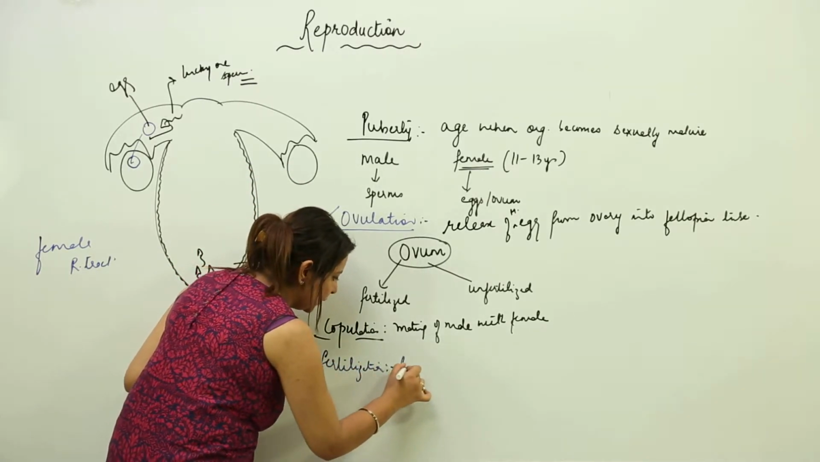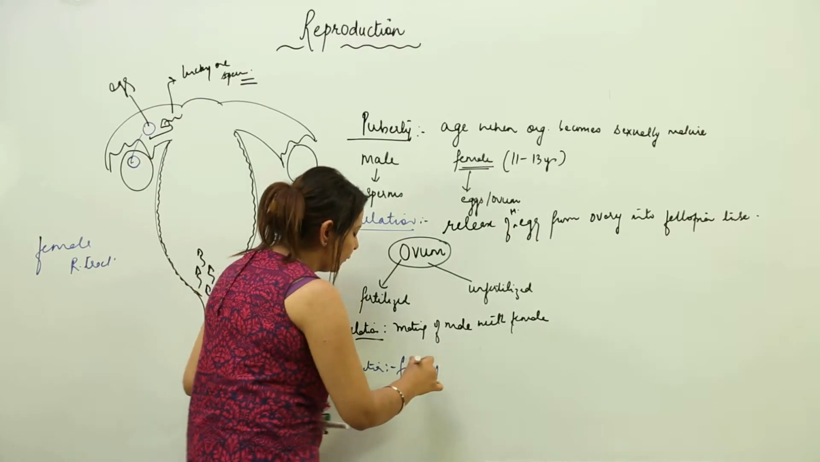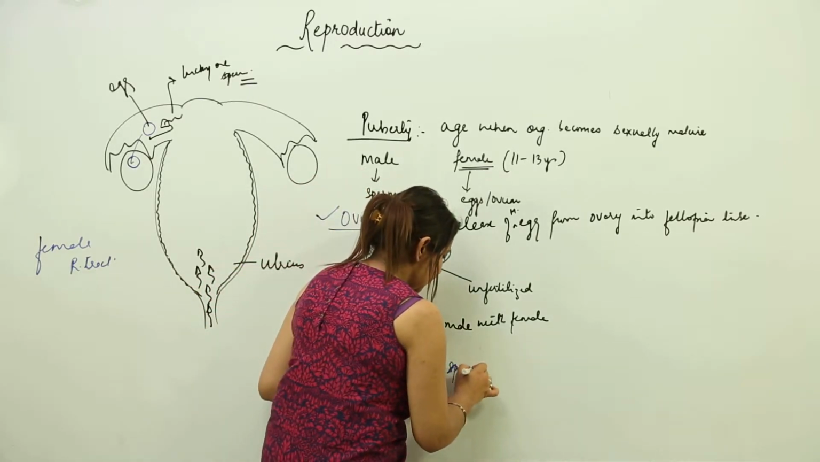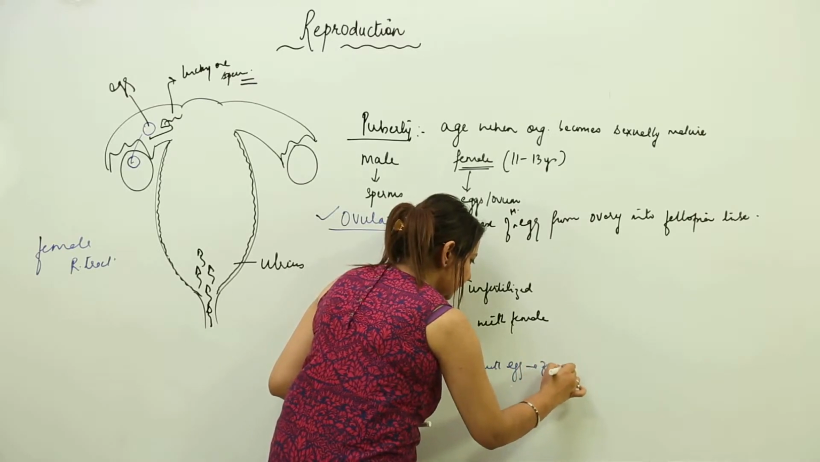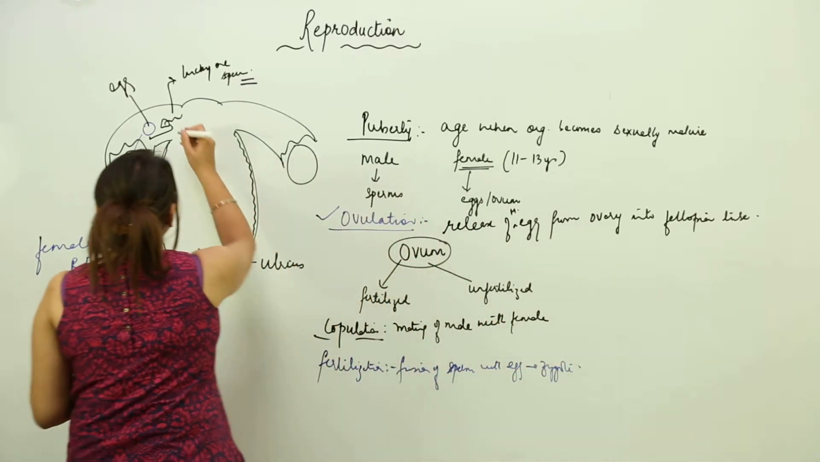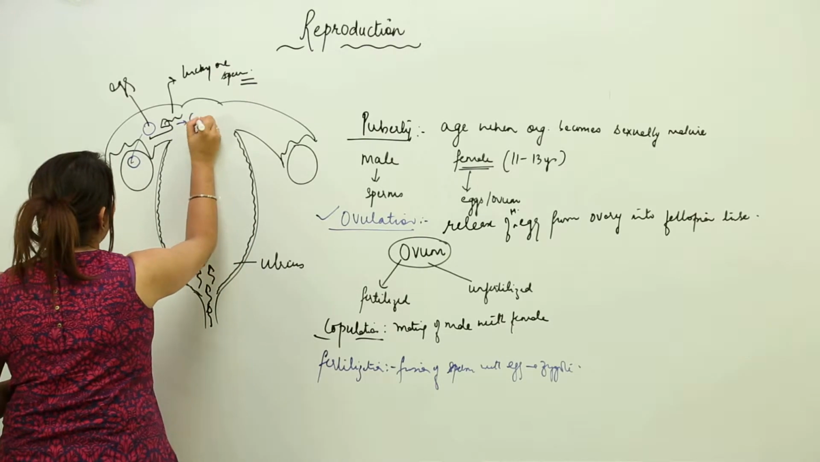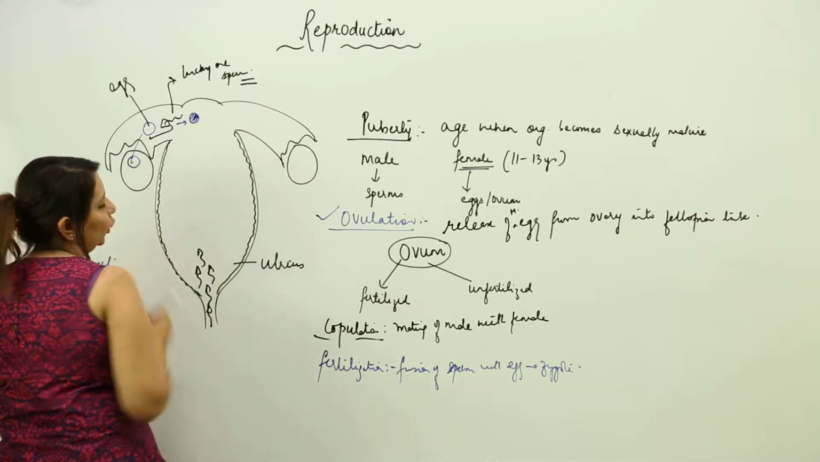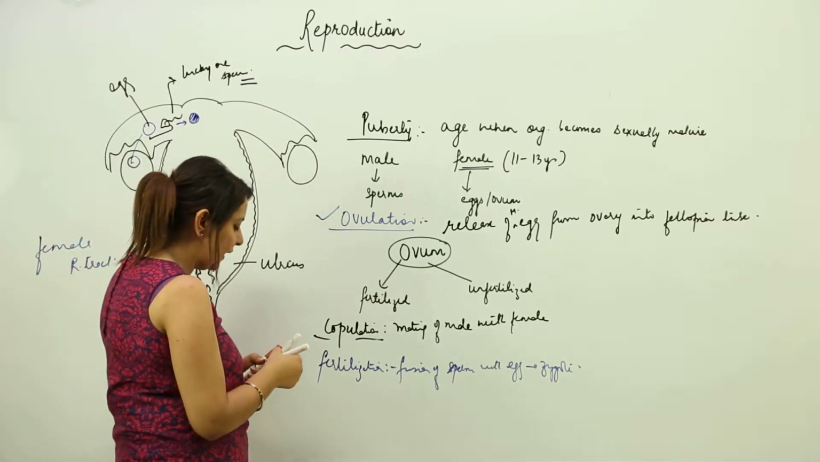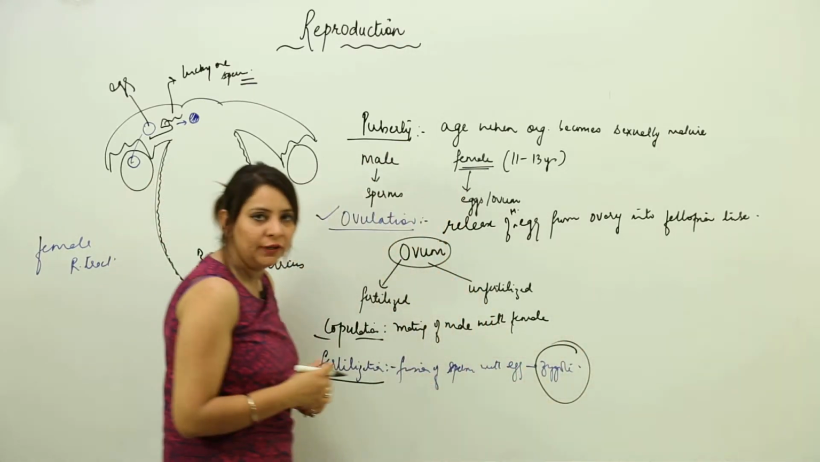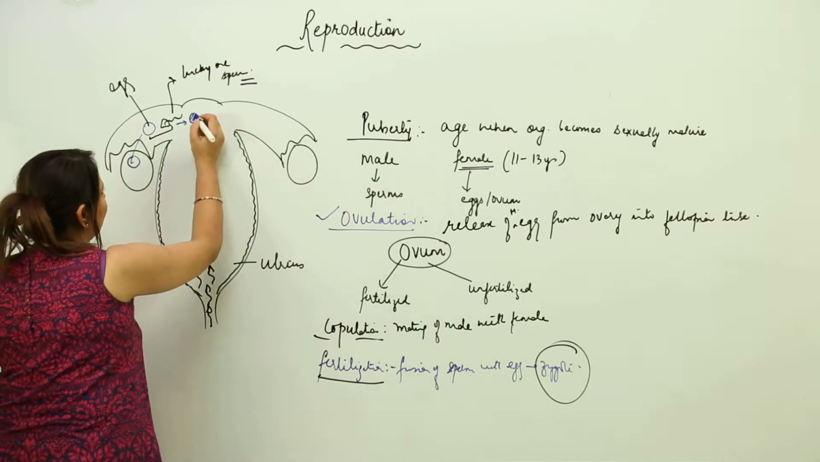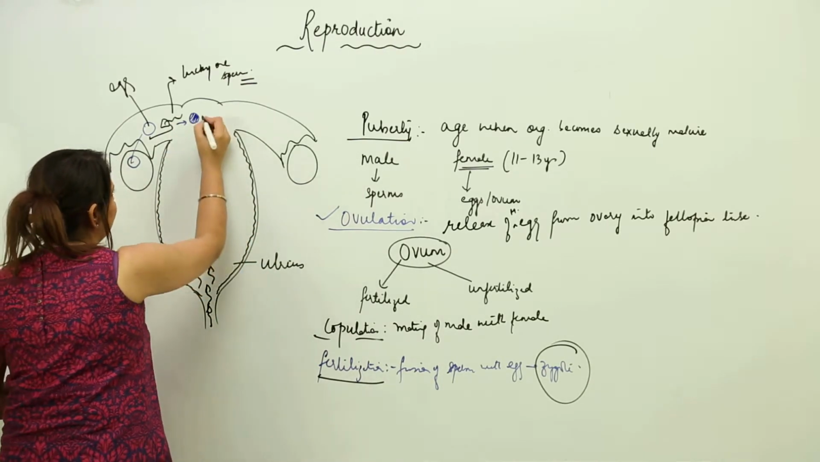What is fertilization? It is the fusion of sperm with egg to form a zygote. As a result, they will fuse and form a zygote. And I already told you that the zygote is the first cell which is formed after fertilization. Then the zygote starts developing.